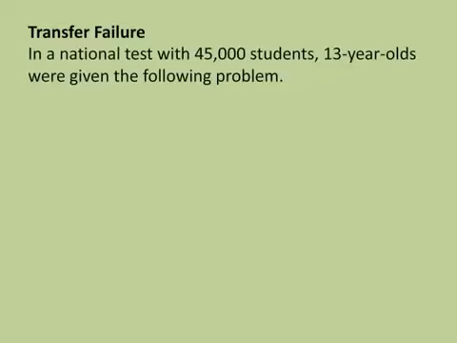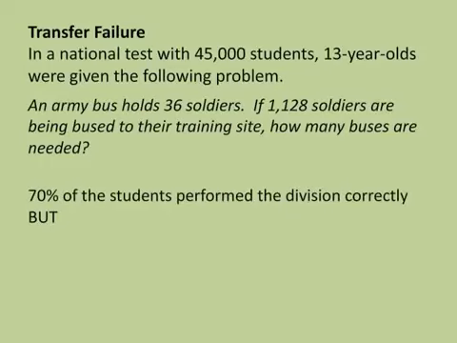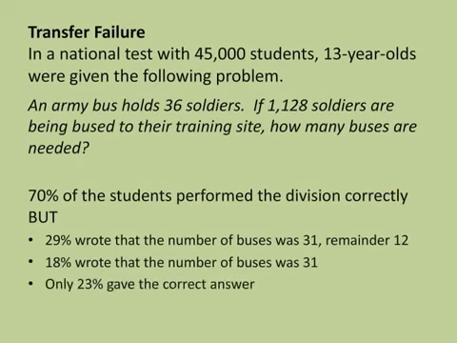In a national test with 45,000 students, 13-year-olds were given the following problem. An army bus holds 36 soldiers. If 1,128 soldiers are being bused to their training site, how many buses are needed? 70% of the students performed the division correctly, but 29% wrote that the number of buses was 31, remainder 12. And another 18% wrote that the number of buses was 31. Only 23% gave the correct answer.